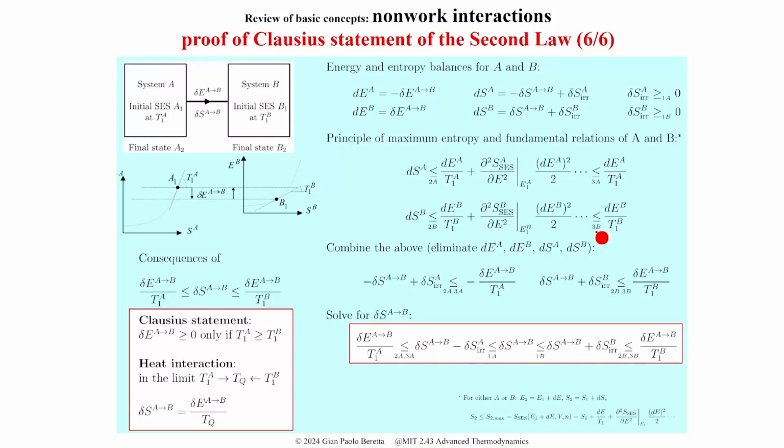okay, when do I have equality there? We said it, if we have a reservoir. If we have a reservoir, the second derivatives are 0, and therefore this is equal. So in order for the dS A to be strictly equal to dEA over T1A, I need both these inequalities to be strict equalities. So I need system A to end in a stable equilibrium state and system A to be a reservoir. Idem for B.